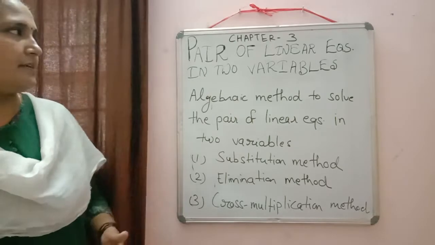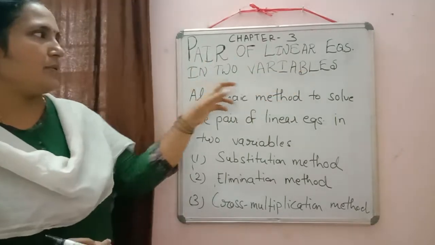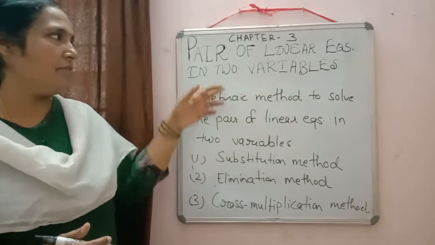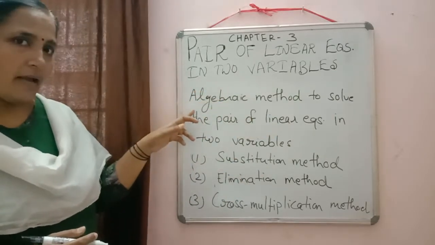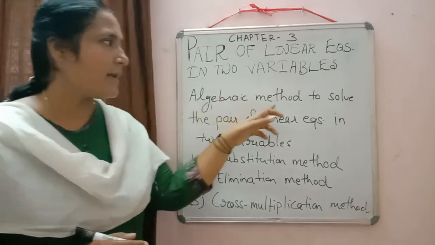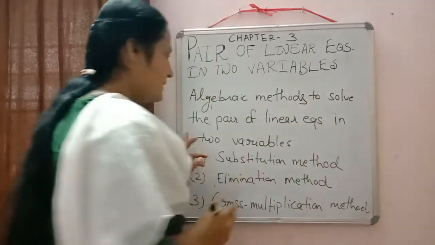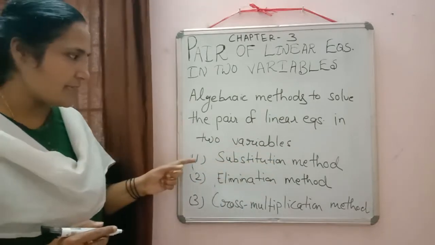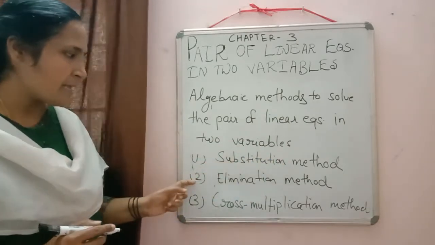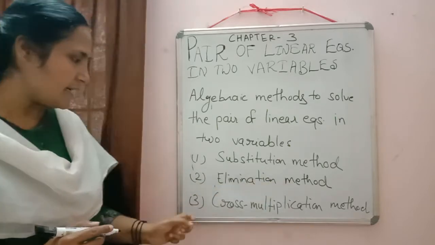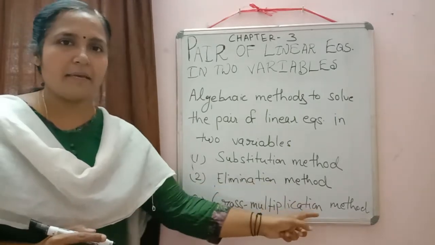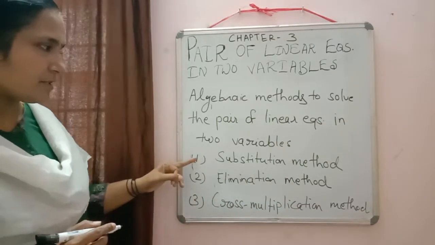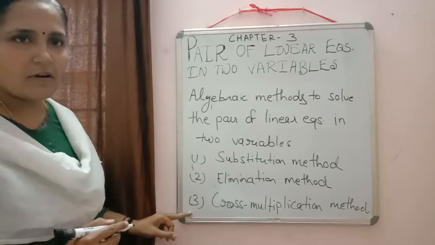There are different methods to solve the pair of linear equation in two variables. One is graphical method, which we will do afterwards. Today we are going to study the algebraic methods. In that, first method is substitution method, second is elimination method, and third is cross multiplication method. So remember, three methods are there: substitution, elimination, and cross multiplication.